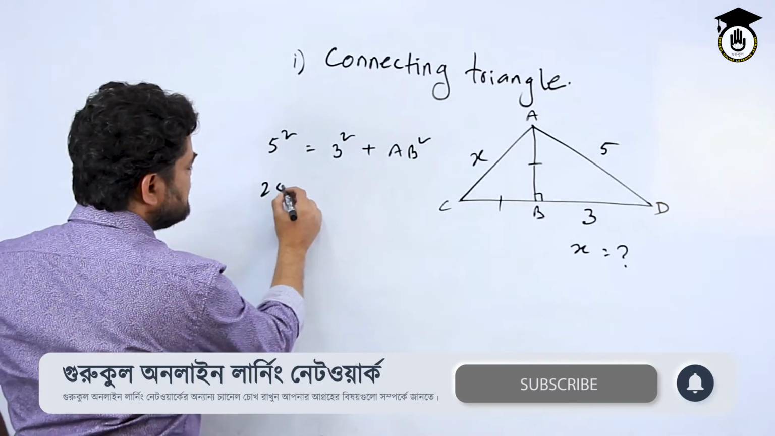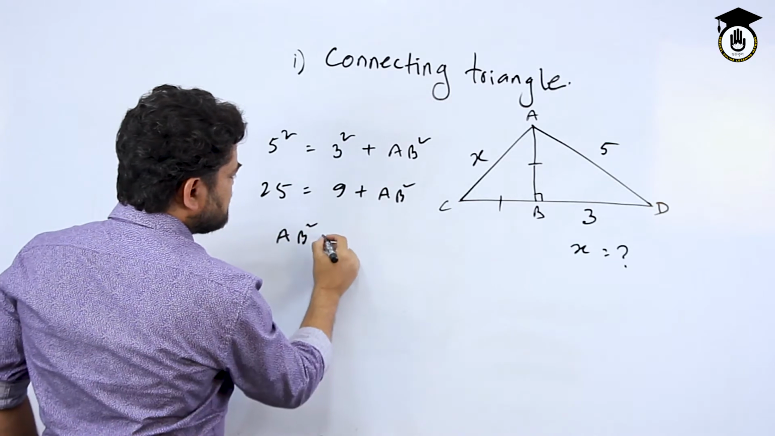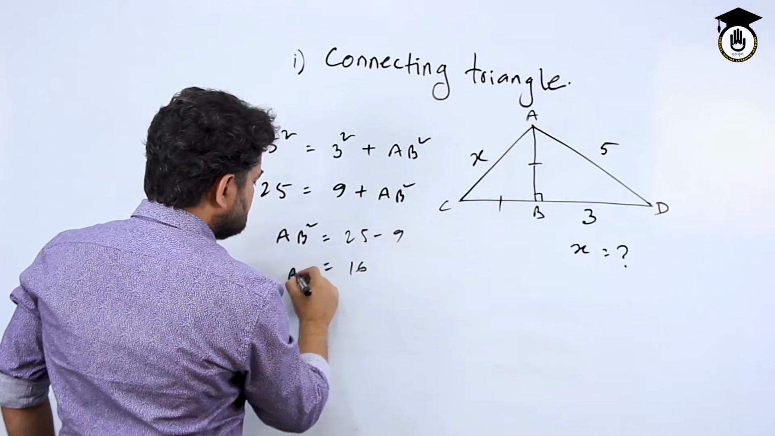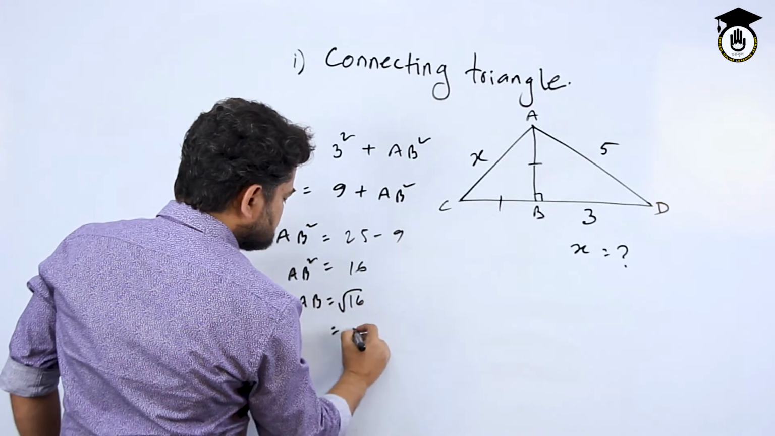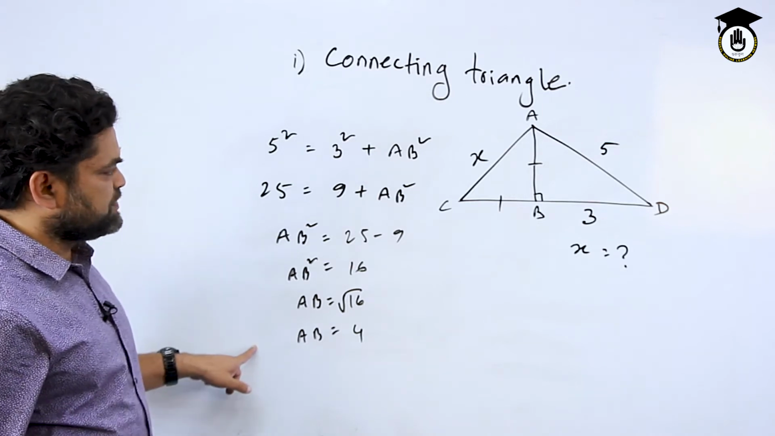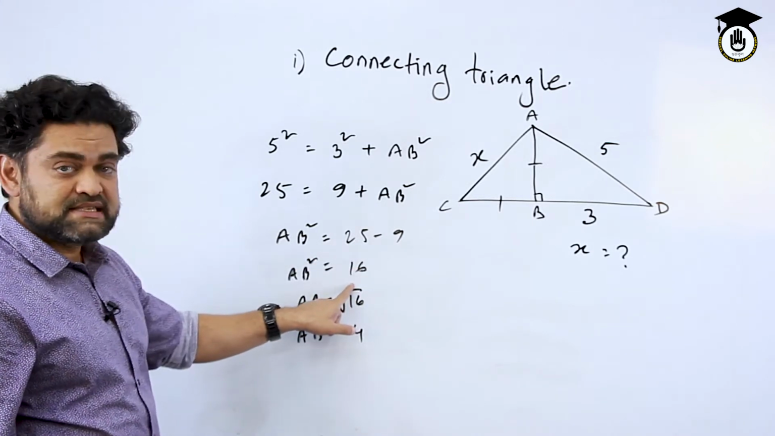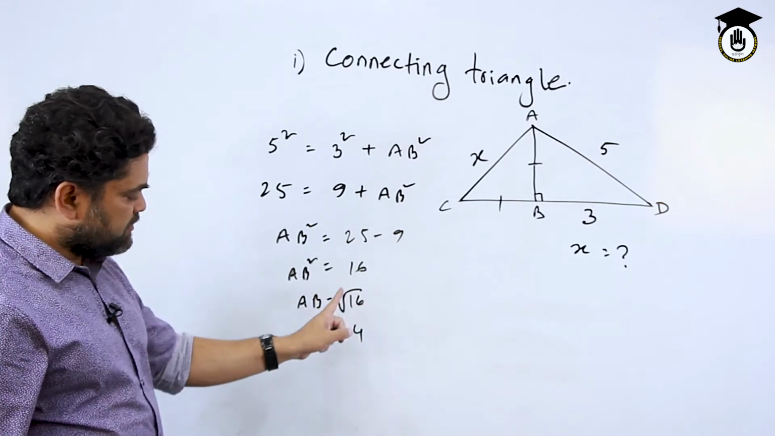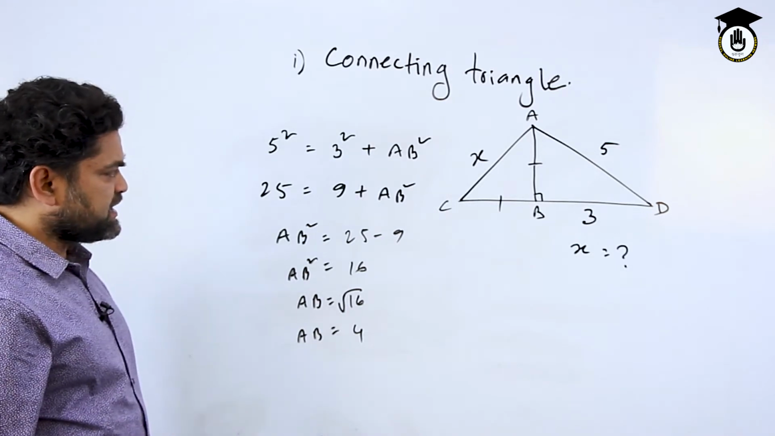So what is coming here? 25 equals 9 plus AB square. So I can write AB square is equal to 25 minus 9, that is 16. So AB equals root over 16, and that's what you will get: AB equals 4. Okay, see the calculations, I hope it's right. 3 square means 9, 5 square is 25, so 25 minus 9 is 16. And to remove this square, our law is that I put the root over on the right hand side after the equal sign. So it's coming AB equals 4.